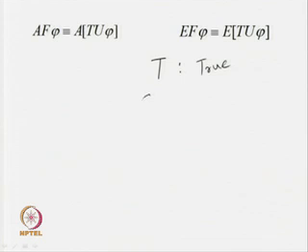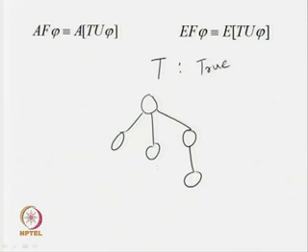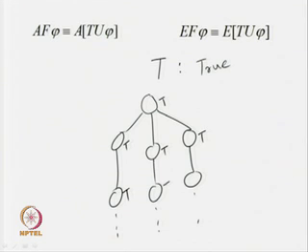So, if we take any model, say this is the model we have, or say a computation tree. Now, if we look into this particular model, true is true everywhere. That means all the states will be labeled by the truth symbol true. We will say that true is true in all states. Now, what is the future operator F phi? It says that in a path we should get some state in the future where phi is true.